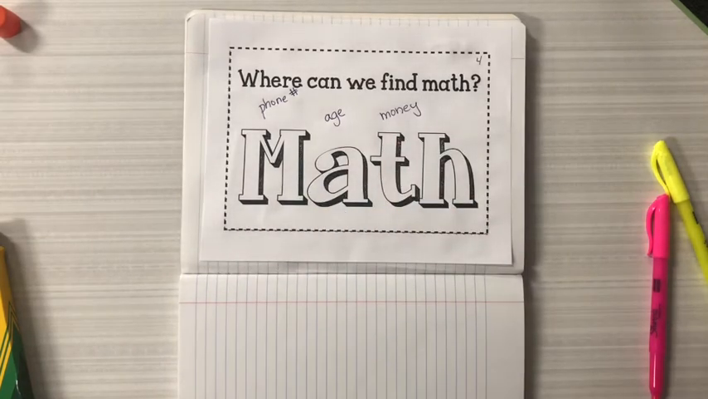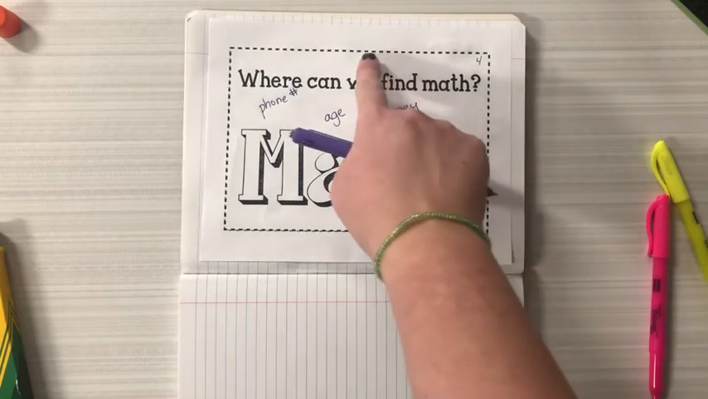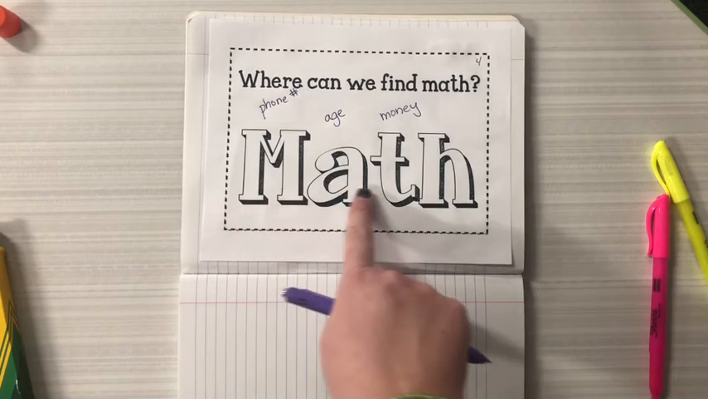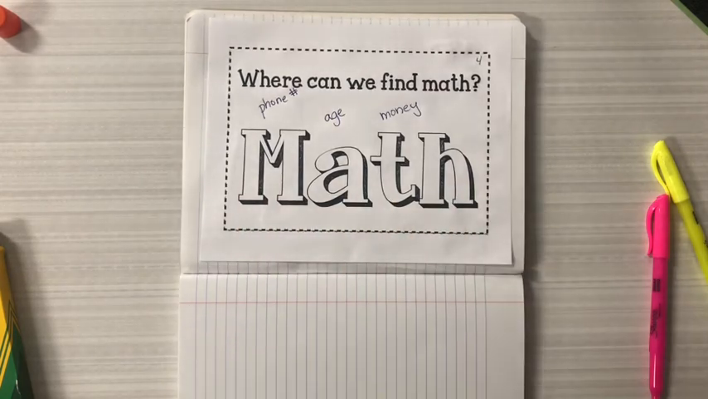I want you to come up with 3 more examples that you can write somewhere in this box. Once you've written your 3 examples, come back. You can color in the words of math. You can make a design to make it a little bit more eye-catching. But that is the end of your task for our notebook setup for today.